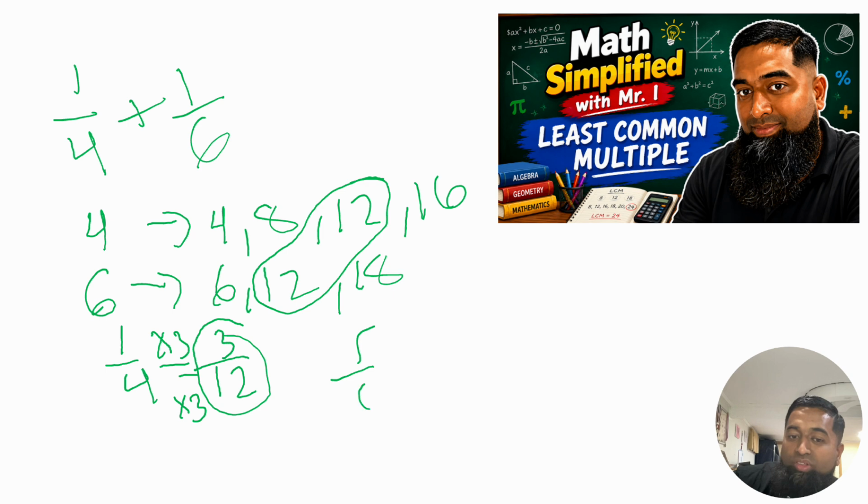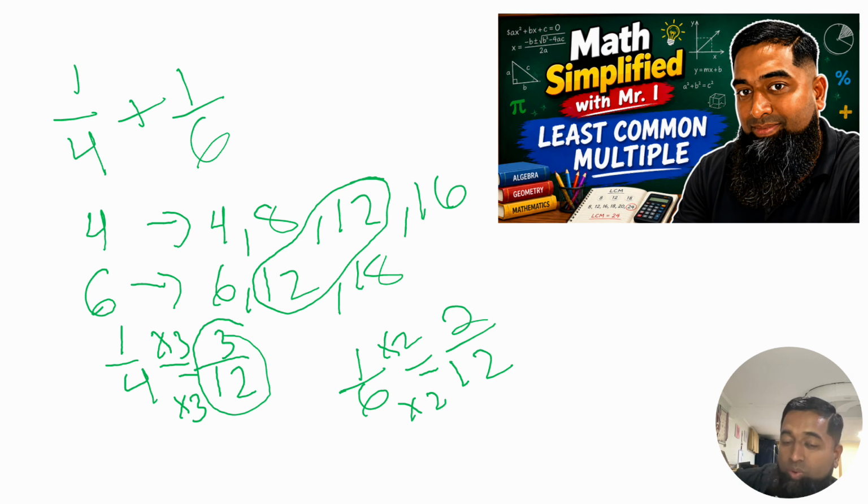Now you had 1 over 6. Let's fix that real quick because the 6 doesn't look like a 6. So now let's say that we had 1 over 6. How do we get it to be 12 on the bottom? You multiply it by 2, so the top gets multiplied by 2, so that's going to be 2 over 12. So 1 over 6 is equivalent to 2 over 12.